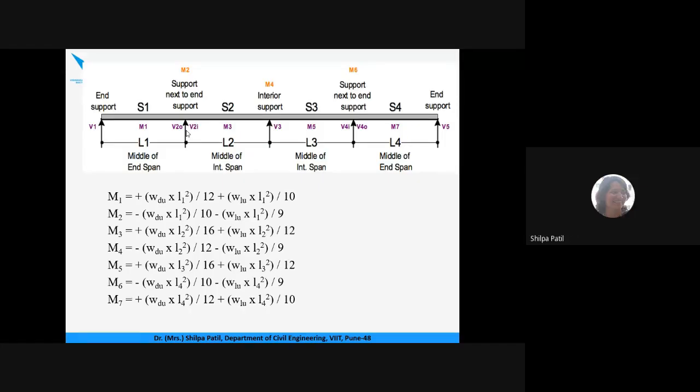So we have discussed M1, M2, and similarly M7. If we consider the expression for M7, this is also the end span, so the M7 expression is similar to M1. Now coming to the next span, that is the middle of the interior span. This slab S2 is an interior slab because it is next to the end slab. Here also S3 is an interior slab. So for S2 and S3, the span moments M3 and M5, their expressions will be the same. What is it? It is the middle of the interior span.